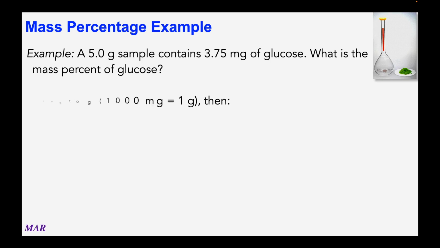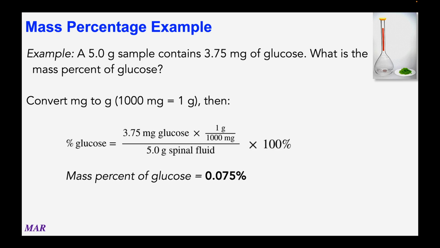Well, the sample is in grams, so I would convert one into the other. It's probably easier to go milligrams to grams. There's 1,000 milligrams per gram, so 3.75 divided by 1,000 would be the grams of glucose. We'll divide that by the grams of the spinal fluid, which is crazy, and then we'll multiply that by 100%. This comes out to be 0.075% glucose. If you see that, that's what this means. It doesn't happen a lot, but it does happen sometimes. Now you're in the know.